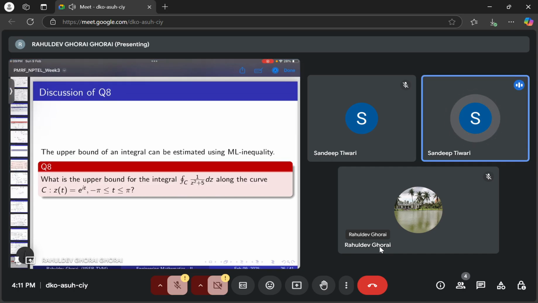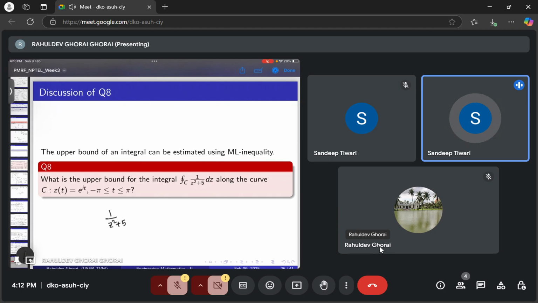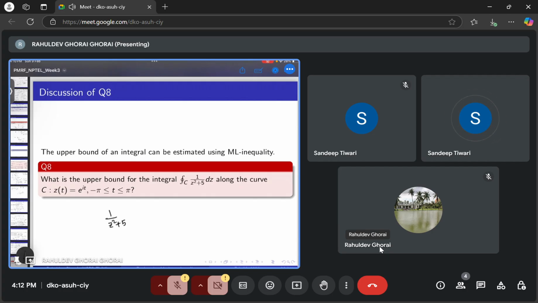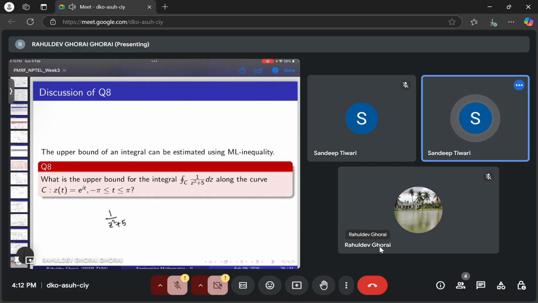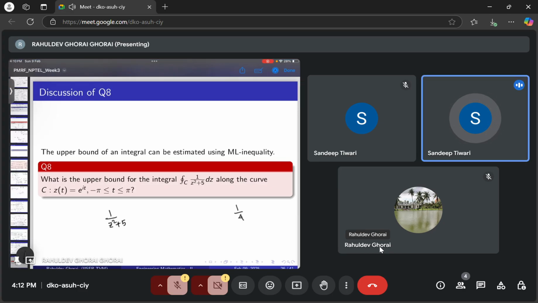Sir, I am having problems with the upper bound of the function 1 by z square plus 5. The denominator should be smaller, so 1 by z square plus 5 will be greater. I took z equal to 0, comma minus 1. But why? I took z equal to i, then minus 1 will be there and 1 by 4. Yeah, but why not z equal to 1? For 1, this will be lesser than 1 by 4.